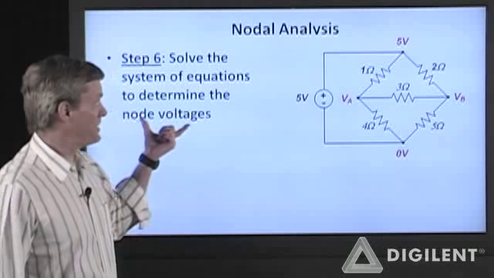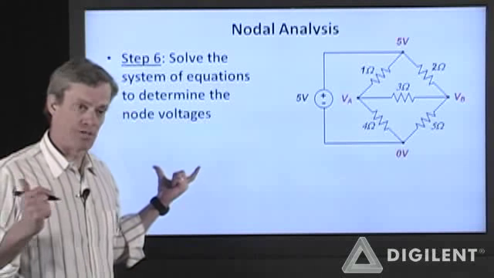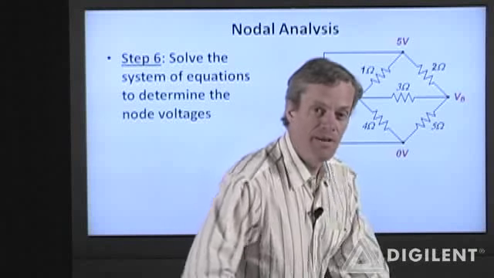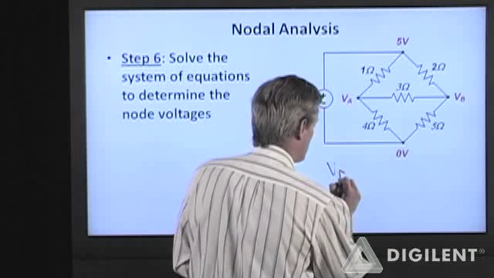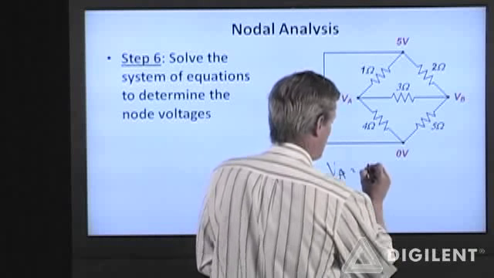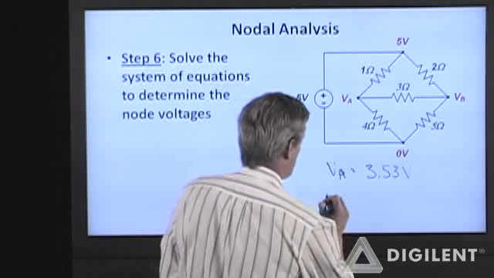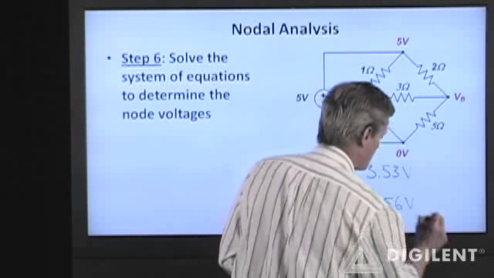Finally, step 6, we can solve our previous system of equations, two equations and two unknowns, in order to determine VA and VB. I'm not even going to pretend I can do that in my head. It turns out that VA is 3.53 volts and VB is 3.56 volts.